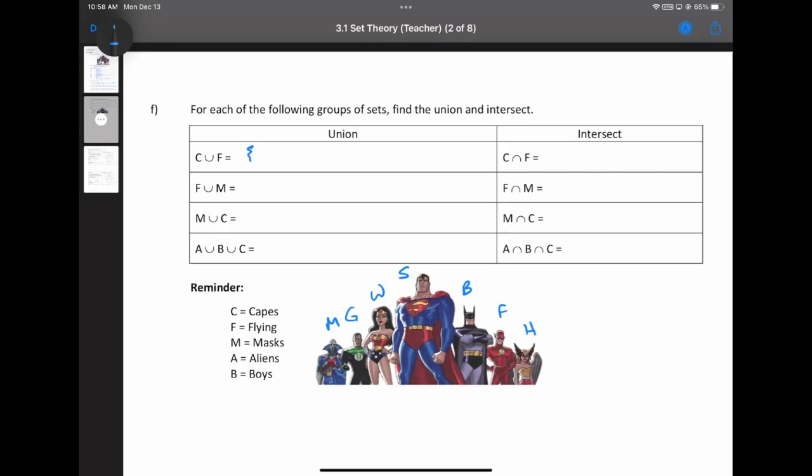So Martian Manhunter has a cape. Can he fly? Doesn't matter. He's already met one criteria. Green Lantern can fly, so he's met one criteria, even though he hasn't met the other. Wonder Woman meets neither criteria. No cape, not able to fly. Superman's both. Batman has a cape. Flash does not have a cape and does not fly. Hawkgirl can fly.